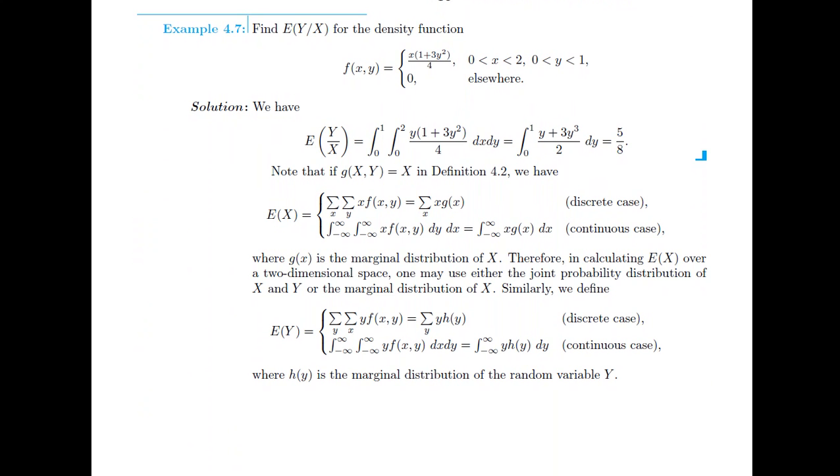Note that if g(X,Y) = X in Definition 4.2, we have E[X] = Σx Σy x f(x,y) = Σx x g(x) for the discrete case, and the corresponding formula for the continuous case, where g(x) is the marginal distribution of X. Therefore, in calculating the expected value of X over a two-dimensional space, one may use either the joint probability distribution of X and Y or the marginal distribution of X. Similarly, we define the expected value of Y.